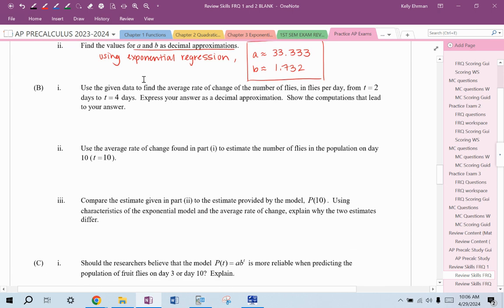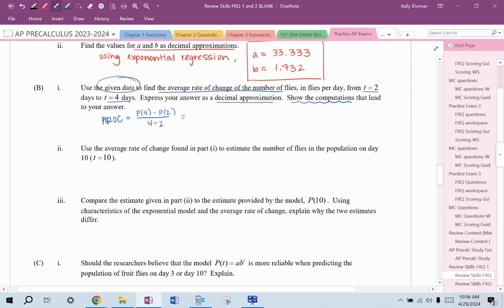Okay, now use the given data to find the average rate of change, the number of flies per day from 2 to 4. Express your answer as a decimal approximation. Show the computations that led to your answer. Here's what you should just show every time. What is our formula for average rate of change? You'll do this in calculus next year too, and you might even get a point for writing this down in calculus. All right, so our model is P. So P of 4 minus P of 2 over 4 minus 2.